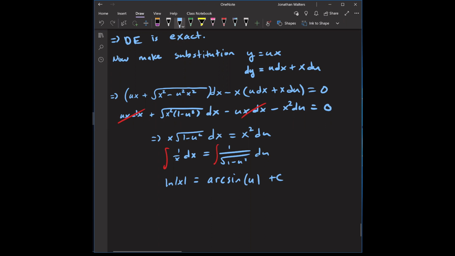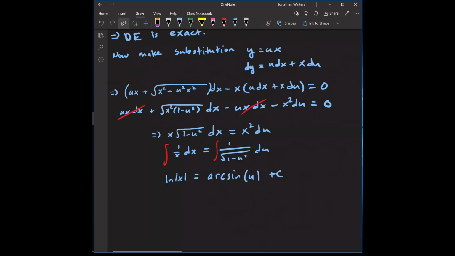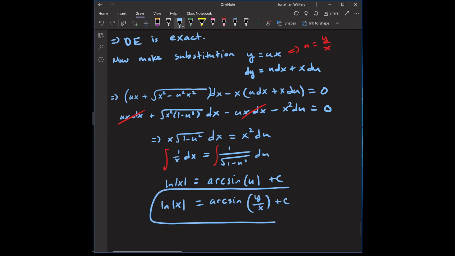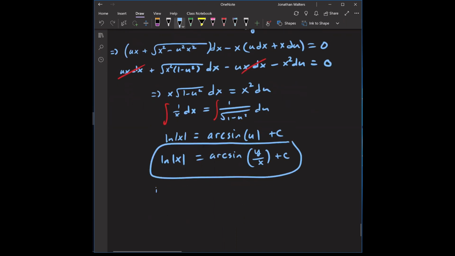Now, the last thing to do, well, we don't have an initial condition. So what we do is we say, okay, what was u? If y is u times x, then that would tell us that u would equal y over x. So substitute that back in. Get natural log absolute value of x equals arc sine of (y over x) plus c. Now, if we had an initial condition, we could solve for c by plugging in the y and x values at the initial condition, but we don't have it, so it's an implicit solution. I'm definitely not going to try to solve for y. I'm just going to leave it as an implicit solution.